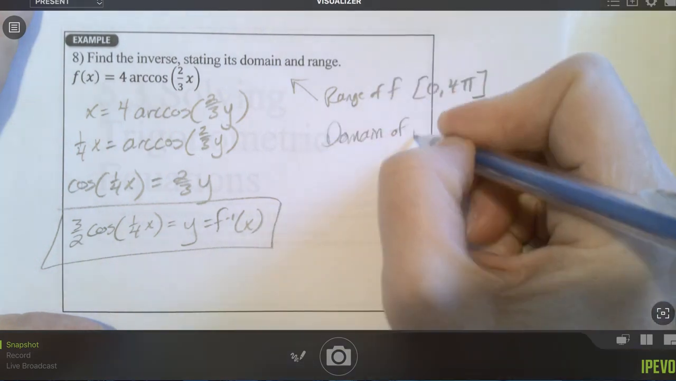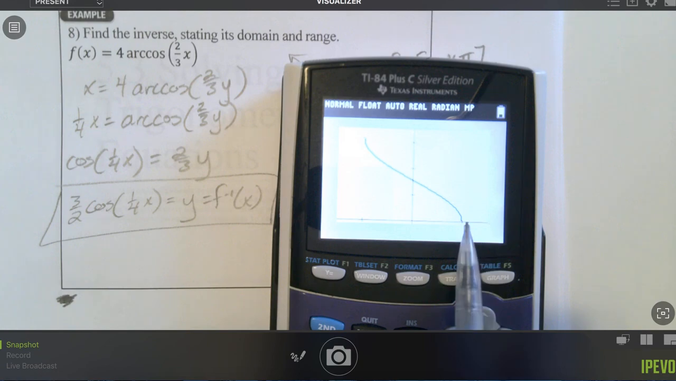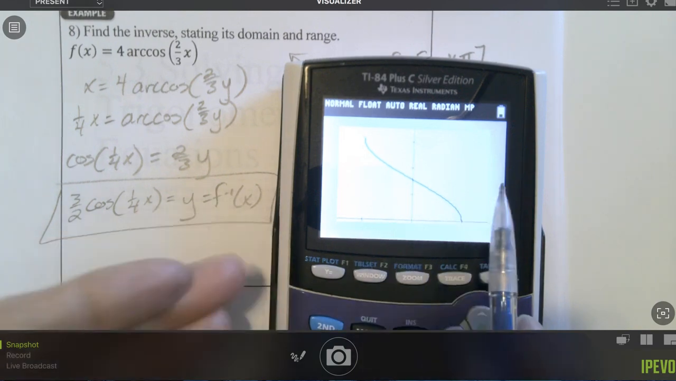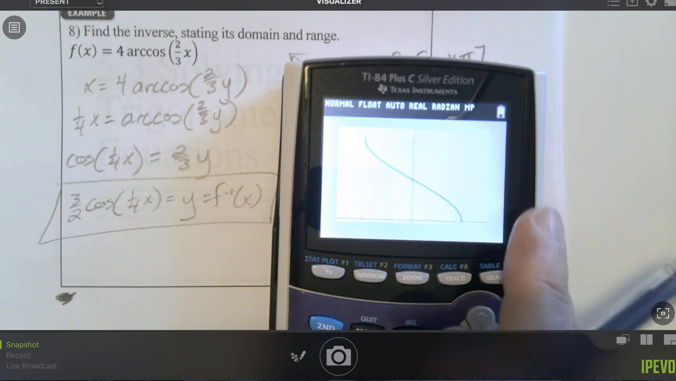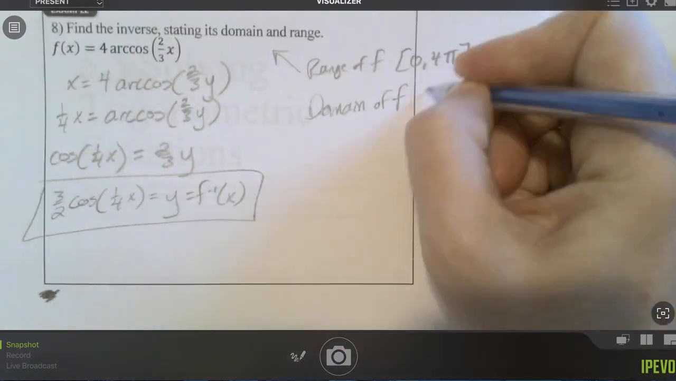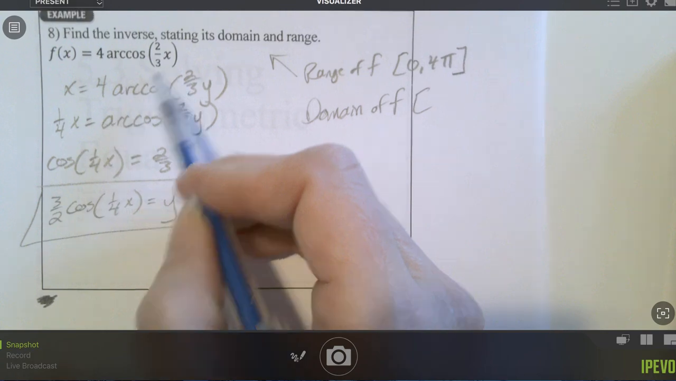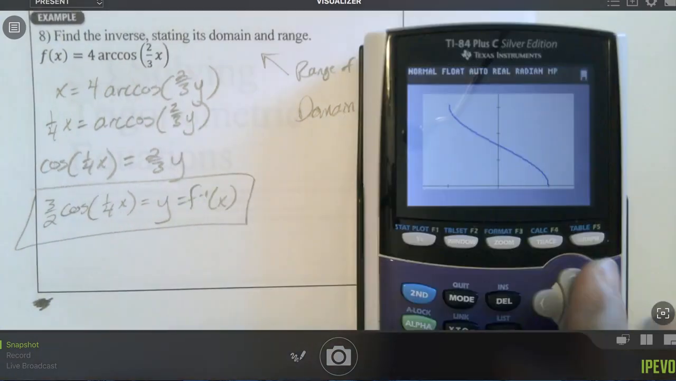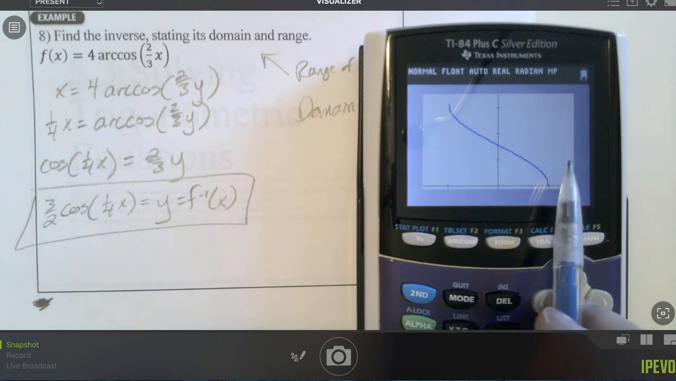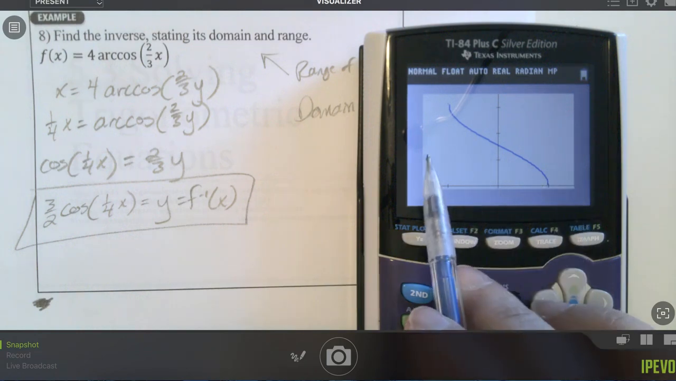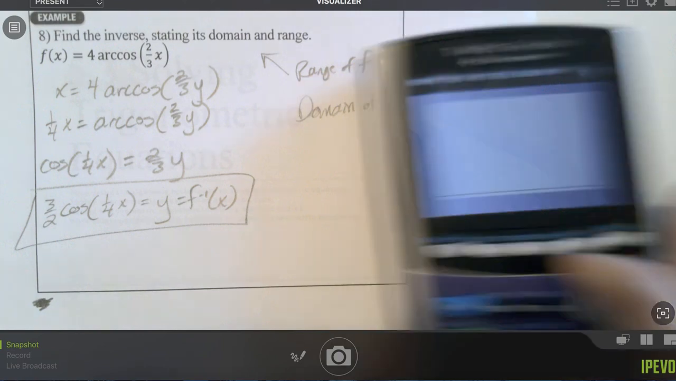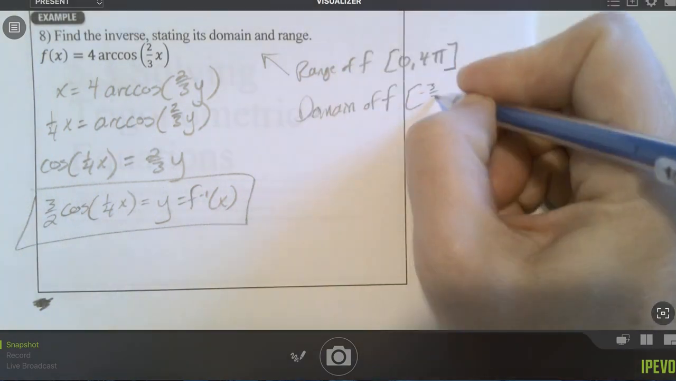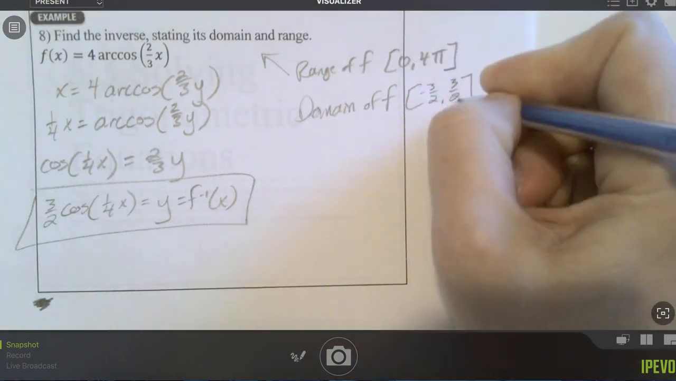and then the domain of f, well, the domain of the mother function is from -1 to 1, and we're going to be stretching that out, so you multiply by the reciprocal. So instead of multiplying it by 2/3, remember you do the reciprocal when you're on the inside there. So instead of going from -1 to 1 horizontally, it's going to go from -3/2 to +3/2.